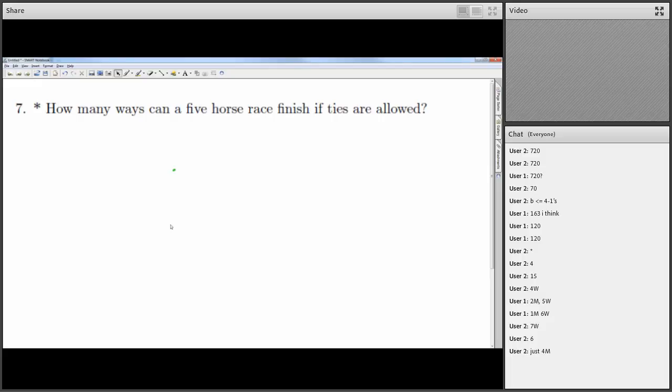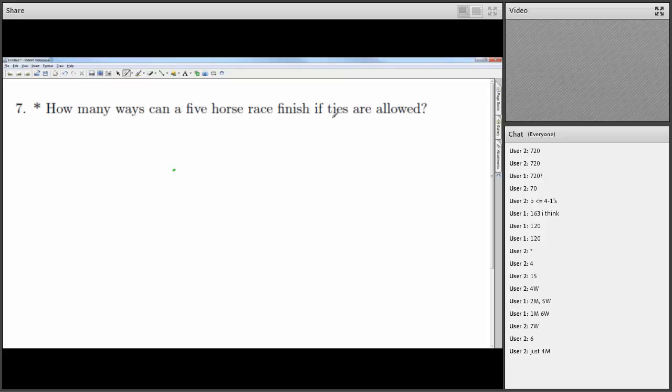You just have to be thoughtful in your splitting up of a case. So basically what we have here is a 5-horse race, so just 5 horses. And how many different ways can they finish? Essentially, how many different ways can you order 5 things? At first glance, you think the answer is just 5 factorial, which equals 120, that's it.